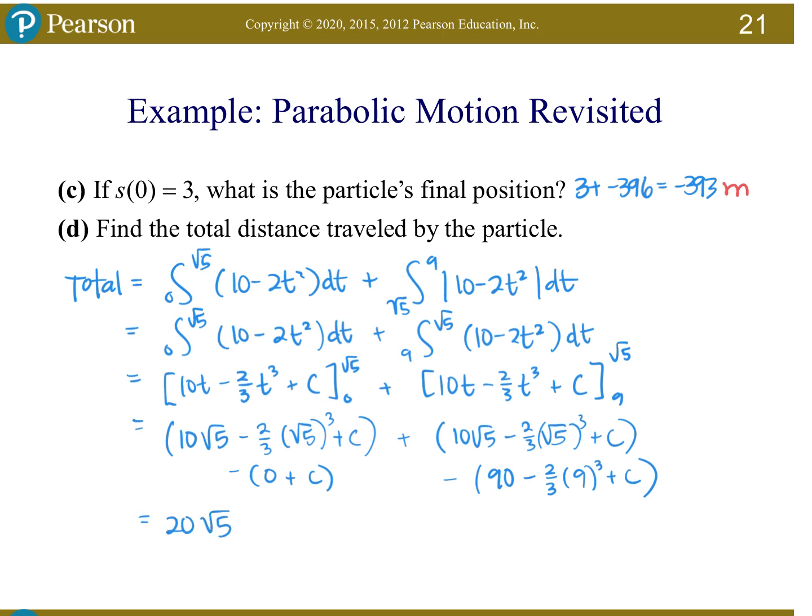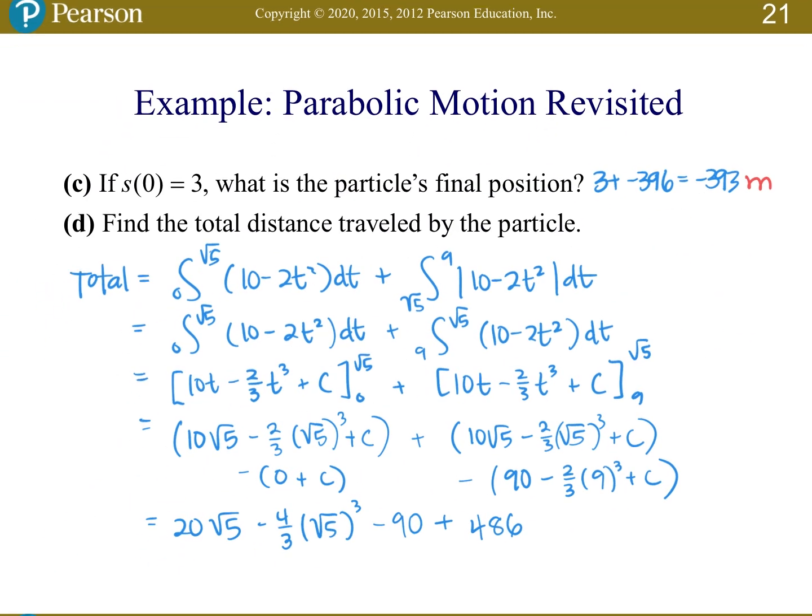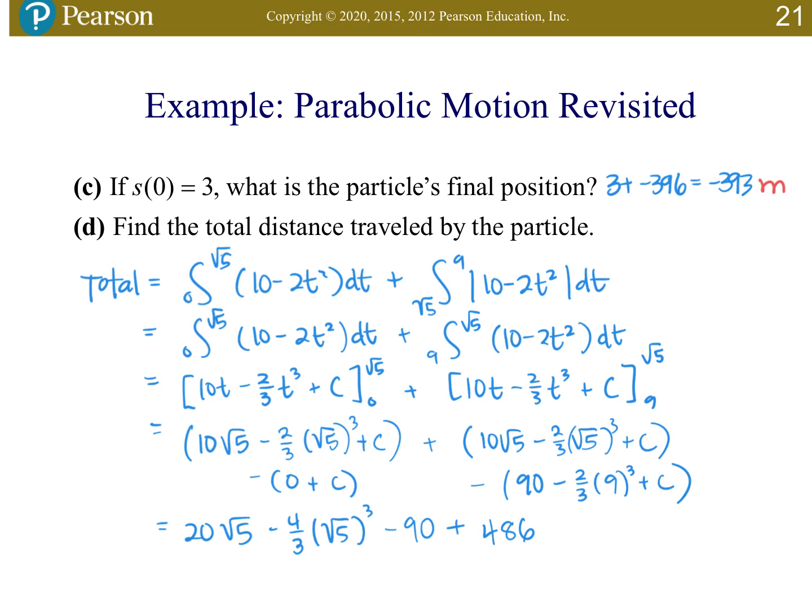I've got 2 of the minus 2/3 rad 5 cubed, so that would be minus 4/3 rad 5 cubed. And I've got the 90, and then the double negative, if I distribute it, turns it back to, I think it was 486, if I remember on the other one we did, right? Yeah, 486. You also can simplify rad 5 cubed. Here's a math trick on that one.